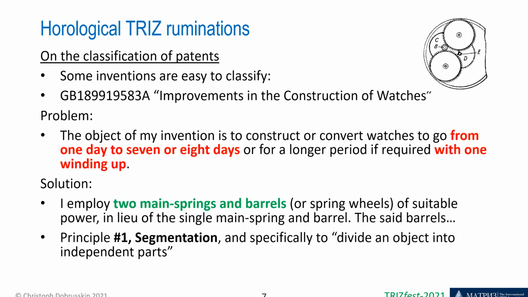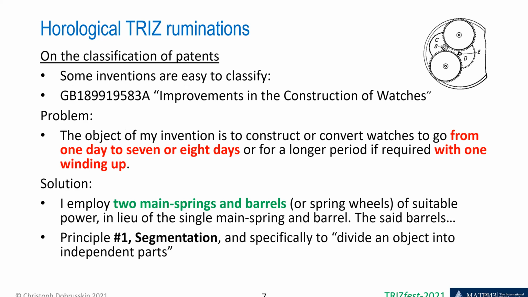So looking at the classification of patents. Some inventions are quite easy to classify. You have the GB number there. It's called improvement in the construction of watches. So from the title, you don't see that much.